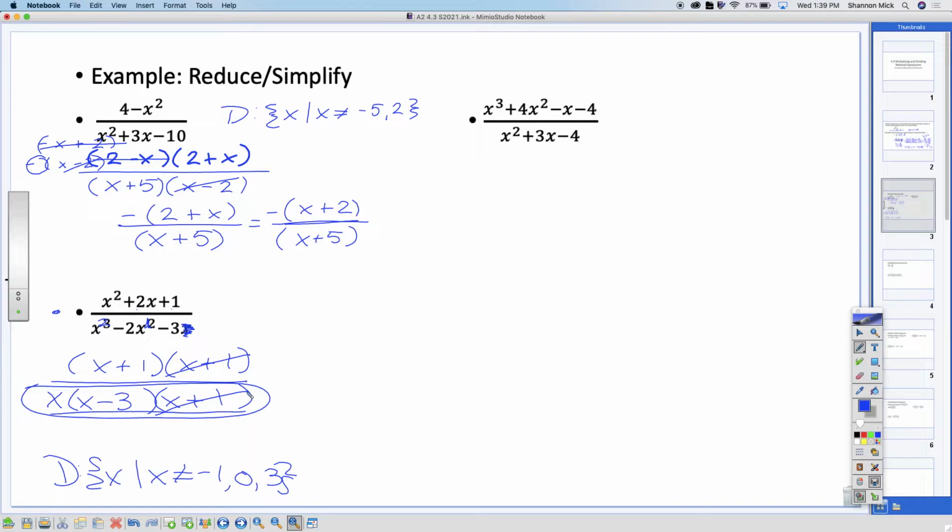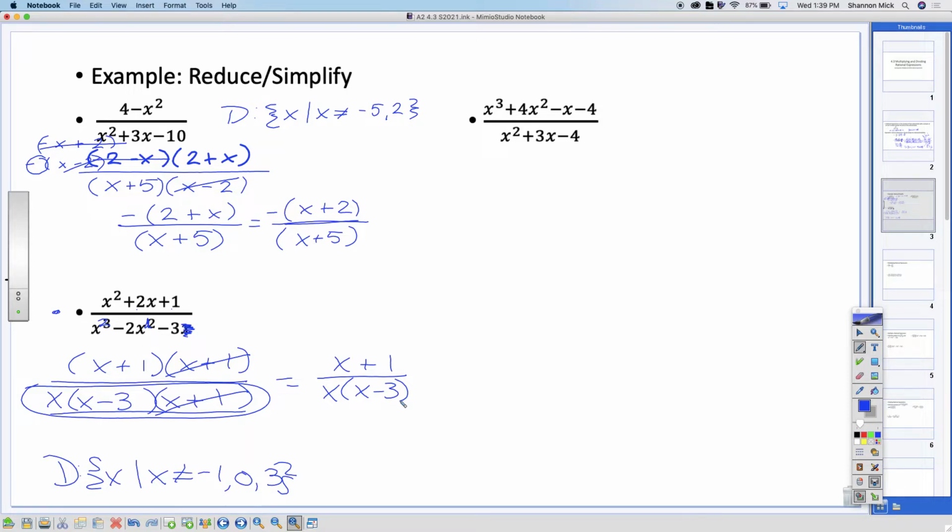So my answer is just x plus 1 over x times x minus 3. Now I want you to leave them multiplied out. I don't want you to distribute that today, okay? Because I want us to get in the practice of making sure. If you leave it factored out, can I see immediately if you've left any factors in there? Yep.